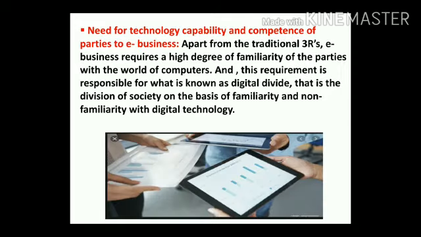And the next limitation is the need for technology capability and competence of parties to e-business. Apart from the traditional 3 R's, like reading, writing and arithmetic, e-business requires a high degree of familiarity of the parties with the world of computers. And this requirement is responsible for what is known as the digital divide. That is, the division of society on the basis of familiarity and non-familiarity with digital technology. From this, we can understand that technology capability and competence of parties are very essential for the smooth running of e-business.